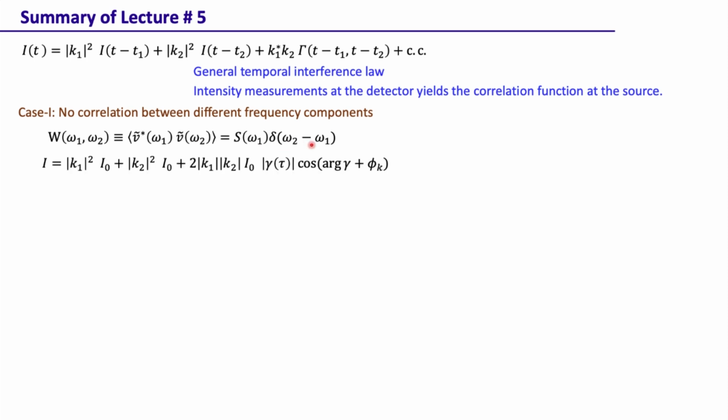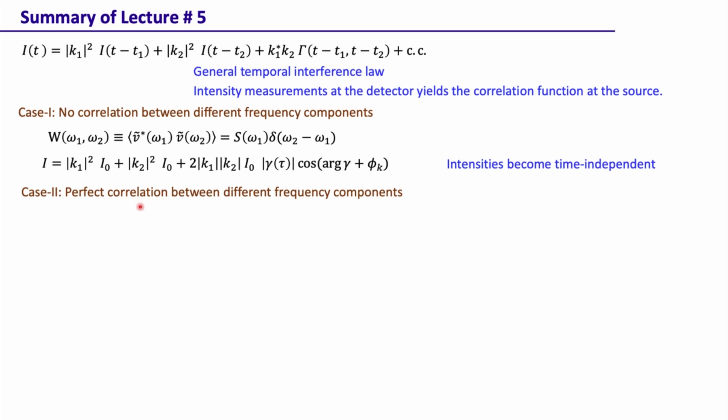So in this case, when different frequency components are completely uncorrelated, we find that the intensity at the output port of the interferometer actually becomes time independent. And then one changes the intensity by changing the argument of gamma, the coherence function, or phi k, and by looking at the variation of intensity as a function of these quantities, one can then obtain this gamma of tau.